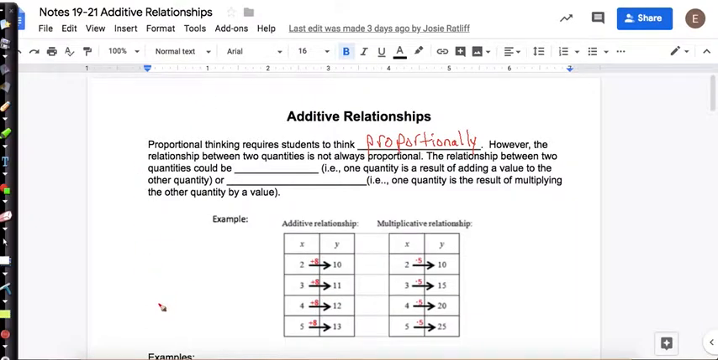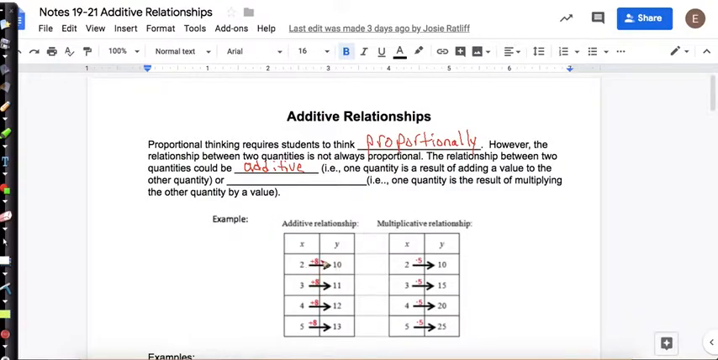However, the relationship between two quantities is not always proportional. The relationship between two quantities could be additive. And the example would be one quantity is a result of adding a value to the other quantity. So you can look at an example down here.